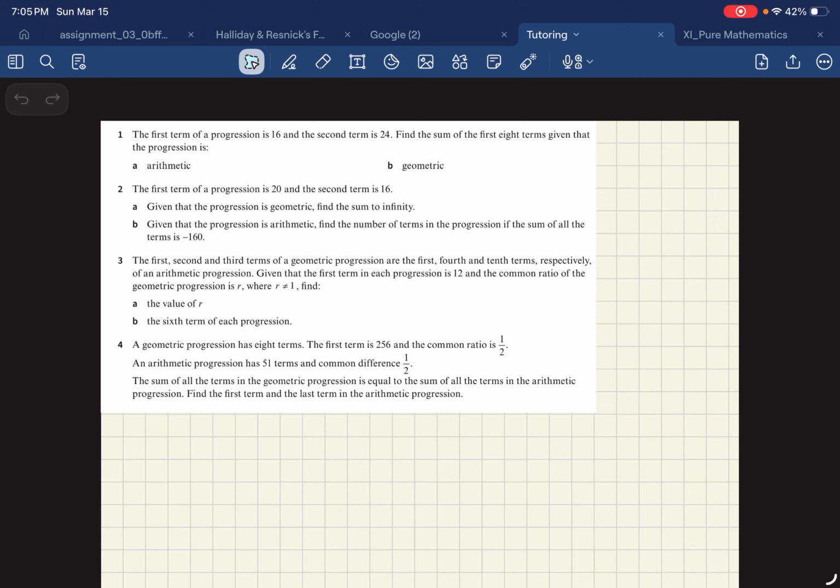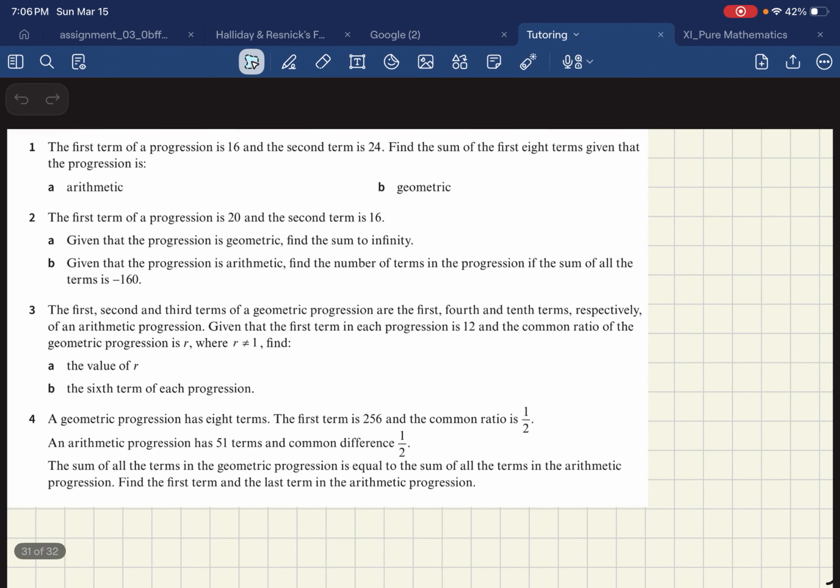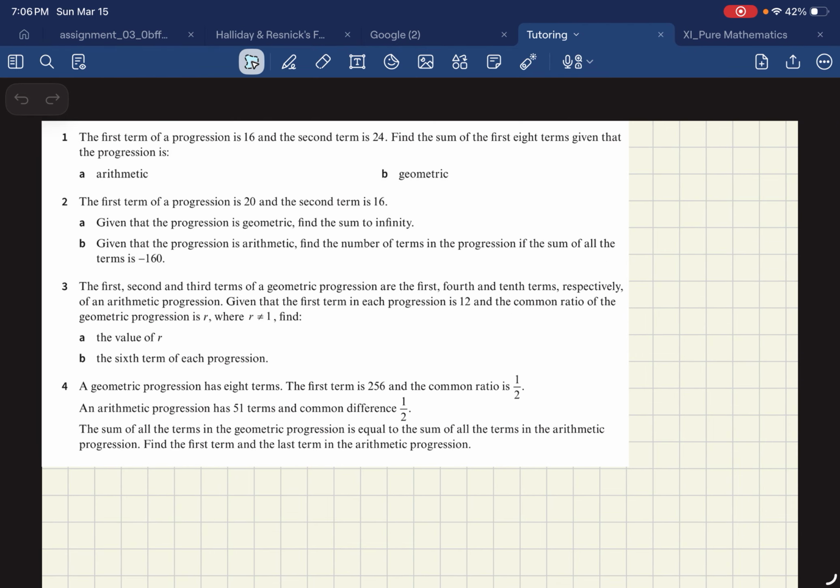So in this video, we're going to close off chapter 2, and the final topic is further sequences and series. This is basically some additional types of questions that you may see, and we are going to solve these questions. All right, question 1: you're given the first term and the second term, and you need to find the sum of the first 8 terms.